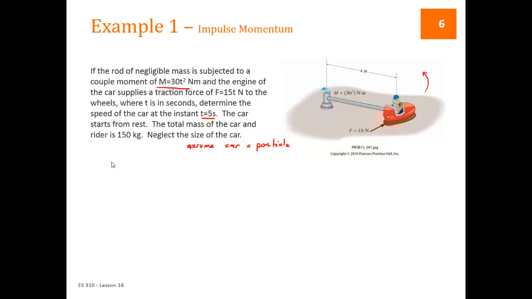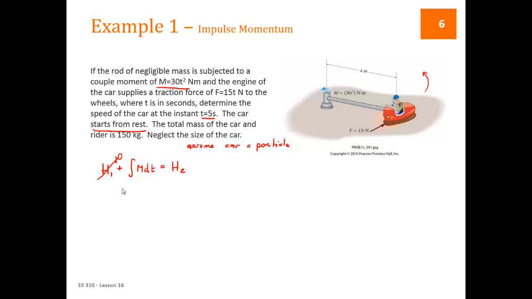Alright, so the equation we have is initial angular momentum plus the angular impulse, which is the integral of the moments dt, is equal to the final momentum. We are told that the car starts from rest, so the initial momentum is 0, angular momentum or linear momentum. What is the sum of the moments on this car? So we've got the moment that's being applied by the motor plus the moment that's being applied by this force of the engine in the car.